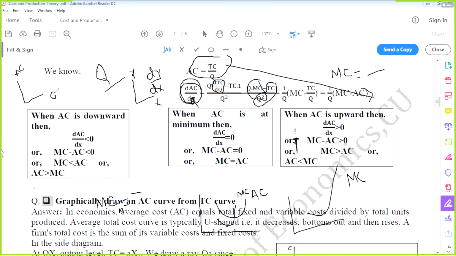Yes, sir. Level of output Q is here. So when I draw a diagram and go from this point to this point, what does it actually mean? dAC by dQ, isn't it? Yes, sir, change in average cost due to change in output. It actually means the slope of average cost. Slope of average cost means average cost is changing due to the change in output.